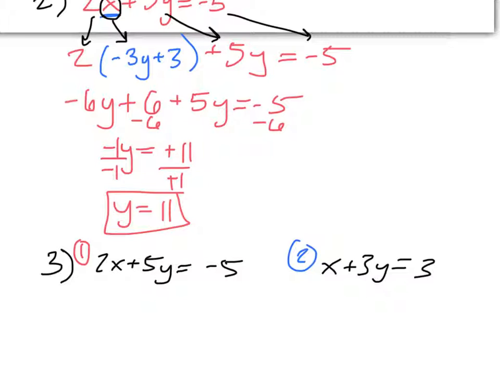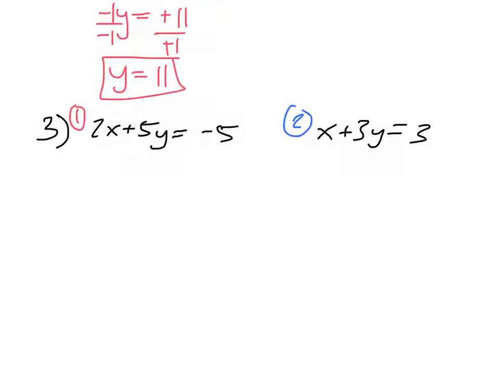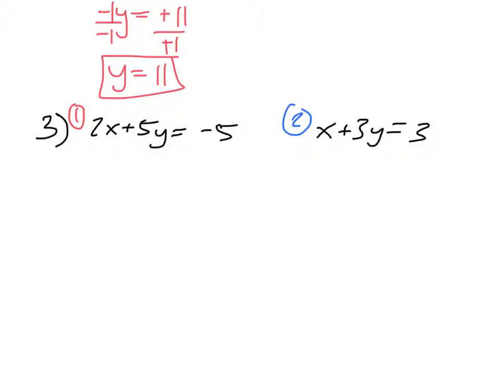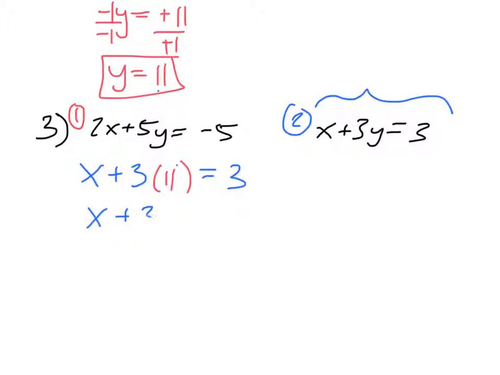So now that we have y equals 11, we can plug it into either one of those equations. I think I'm going to use number 2 again because you want to keep it simple. So x plus 3 times 11 equals 3. All we had to do was plug in that 11 right here. What's 3 times 11? Well, this is exactly why I chose this one. x plus 33 equals 3, because 3 times 11 is just 33.